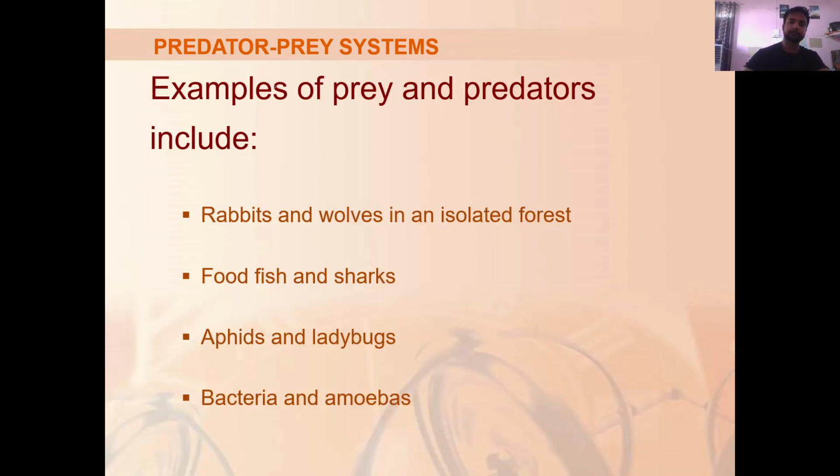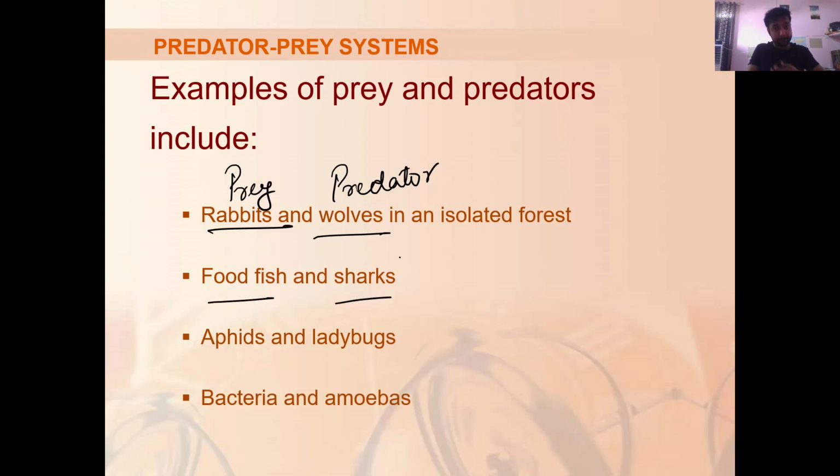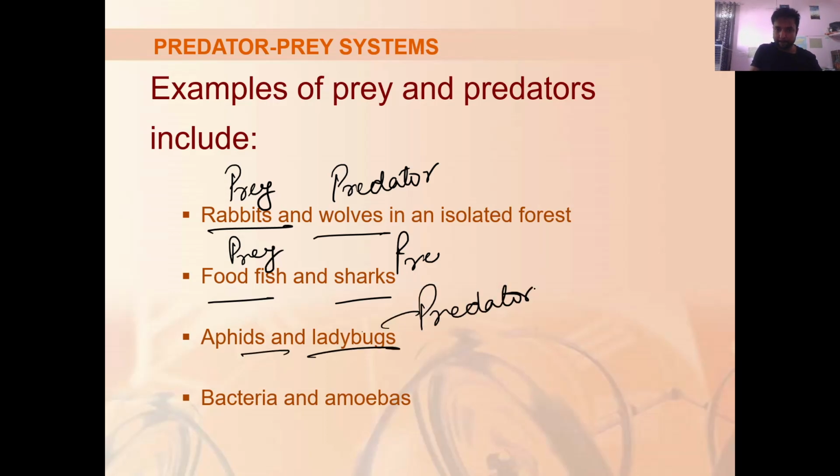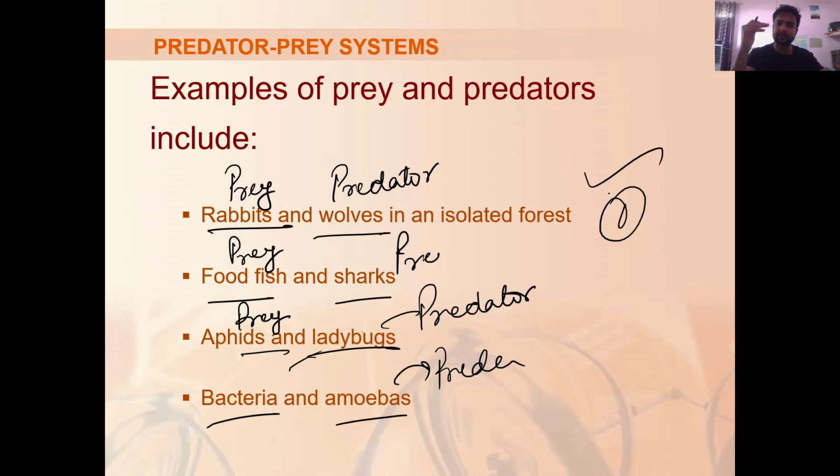Let us take some examples of prey and predator relationships, and one of them we will use in our upcoming slides. The first one is rabbit and wolves. Here, rabbit is the prey and wolves are the predator. Definitely, you are correct here. Then fish and sharks: the sharks are the predator, and these are the prey. Then ladybug and aphids, predator and prey. Then the amoebas are predator and those are prey. In our upcoming slides, we are going to take the example of the first one: in an isolated forest, there are just rabbits and wolves.